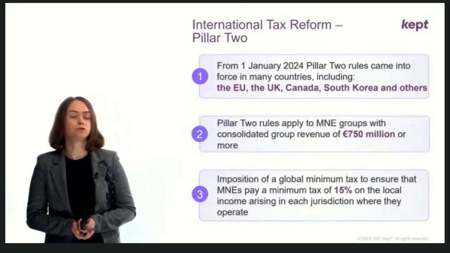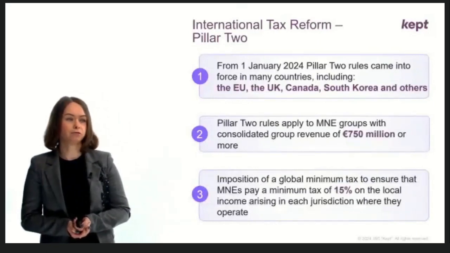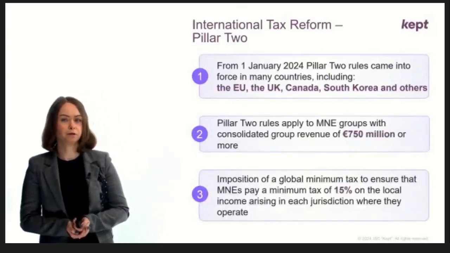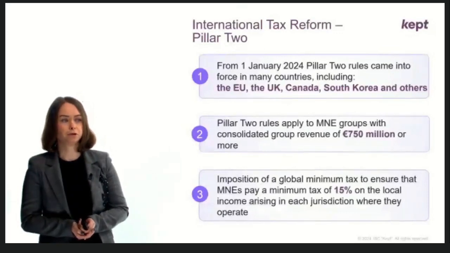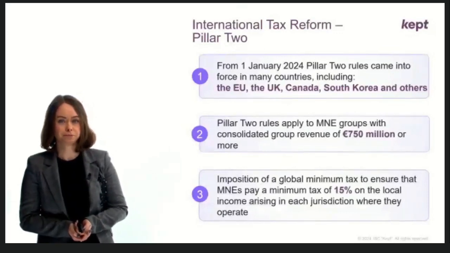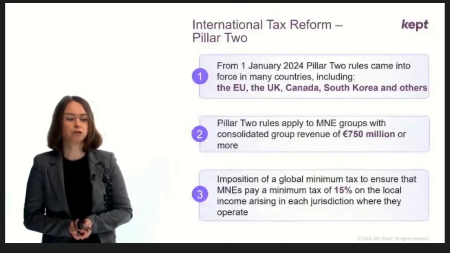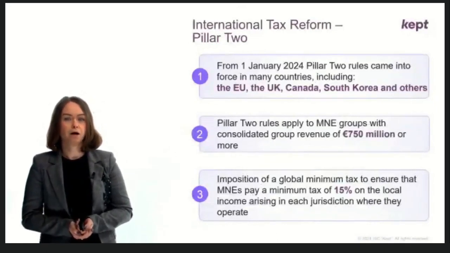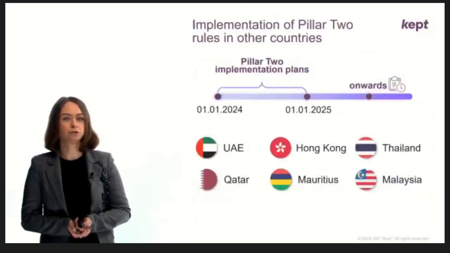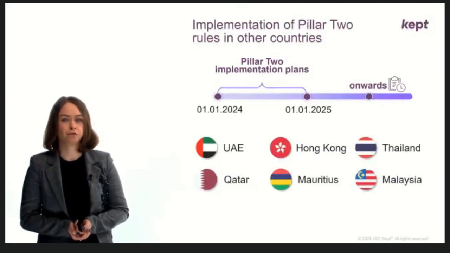Pillar 2 model rules will have a far-reaching effect on the taxation of multinational enterprises, especially those with an effective tax rate below 15%. In such cases, such multinational enterprises would be required to pay a top-up tax in the respective jurisdictions. Also, it is important to note that the implementation of the Pillar 2 model rules is proceeding very rapidly, and more countries are joining this global tax reform.